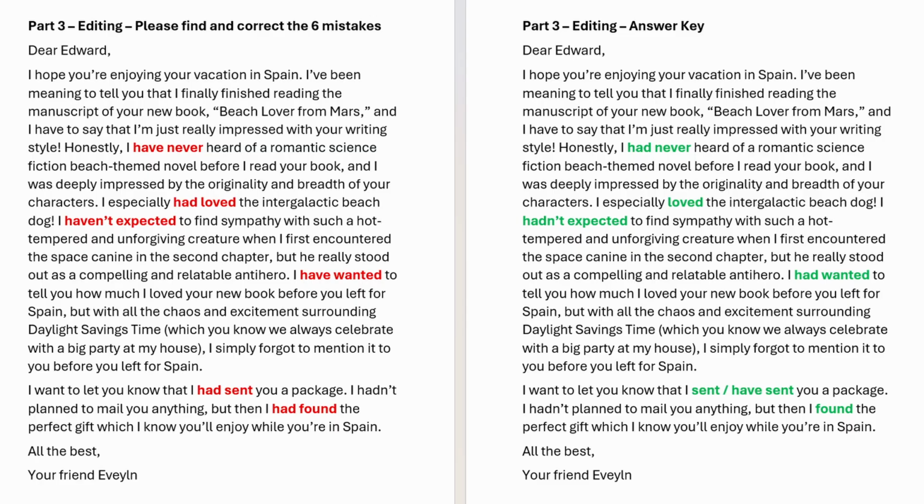I haven't expected to find sympathy with such a hot-tempered and unforgiving creature when I first encountered the space canine in the second chapter. Now remember, she's already read this book, so when she first encountered this character, that was a while ago. That's a complete action. So to describe something that happened before that, we should use the past perfect, all right? So she should say, I had not expected.